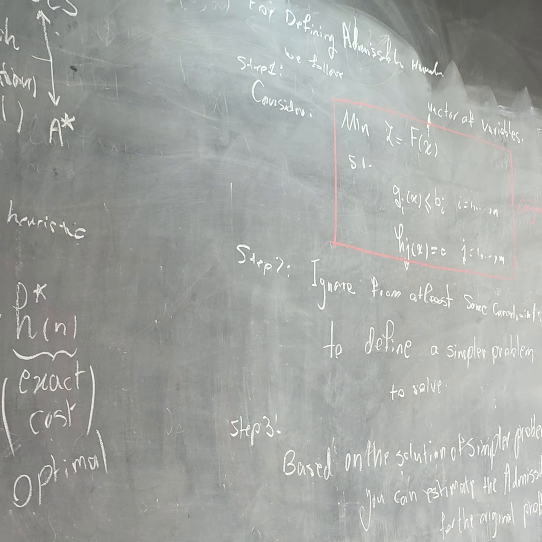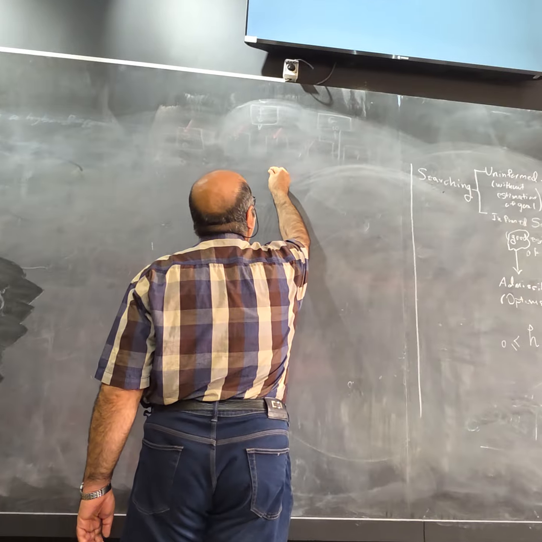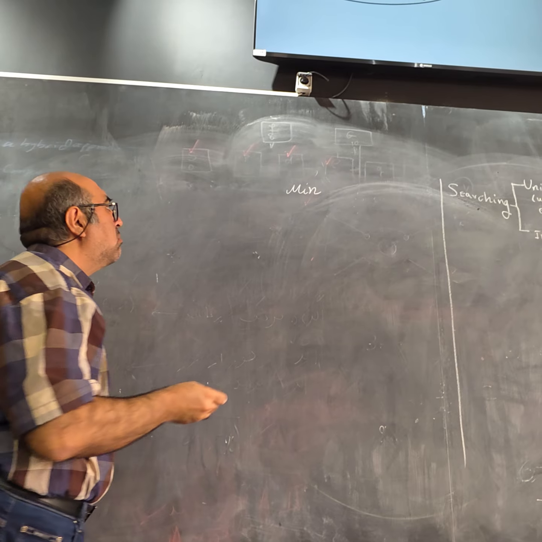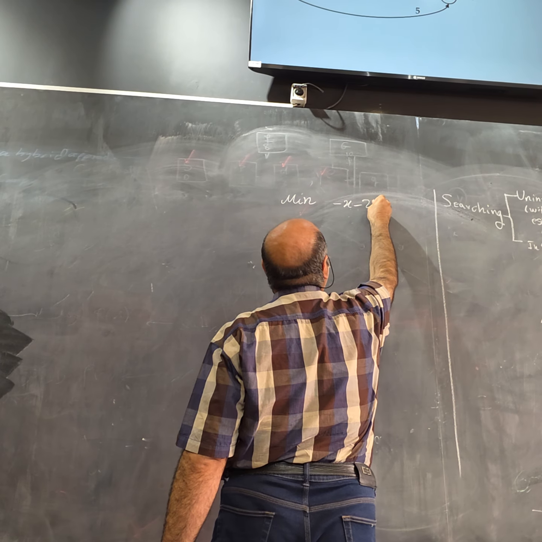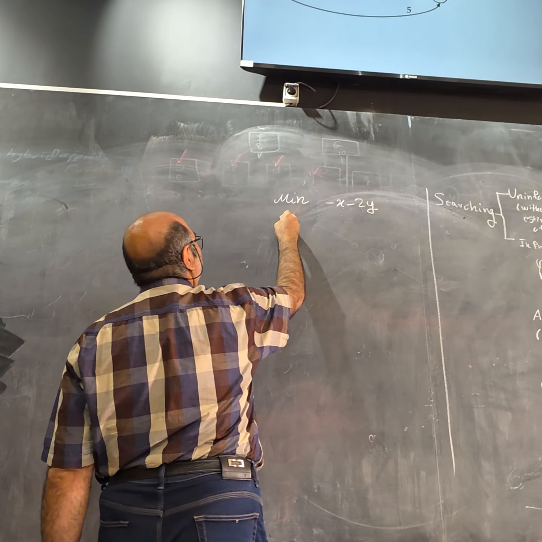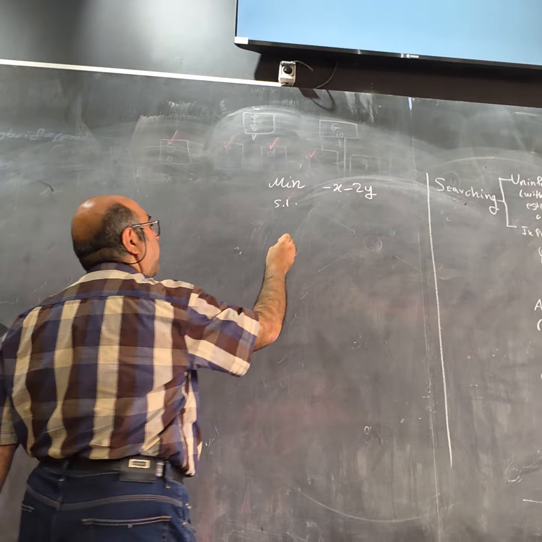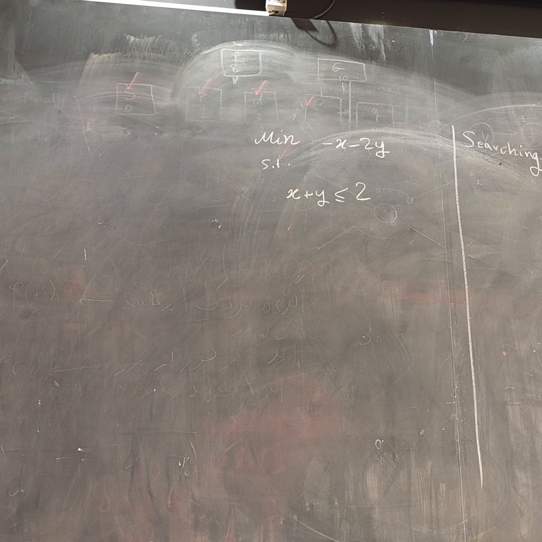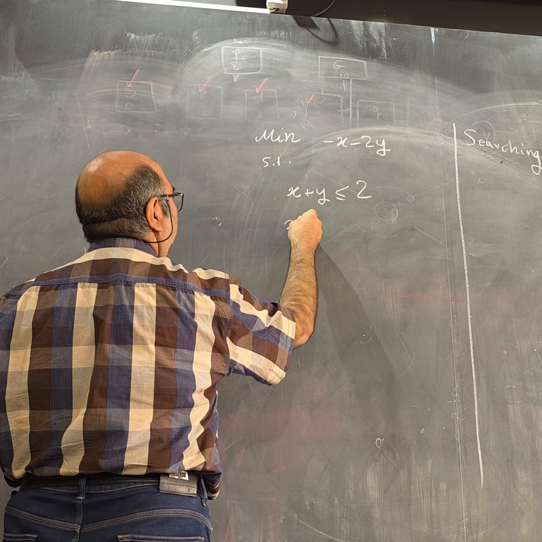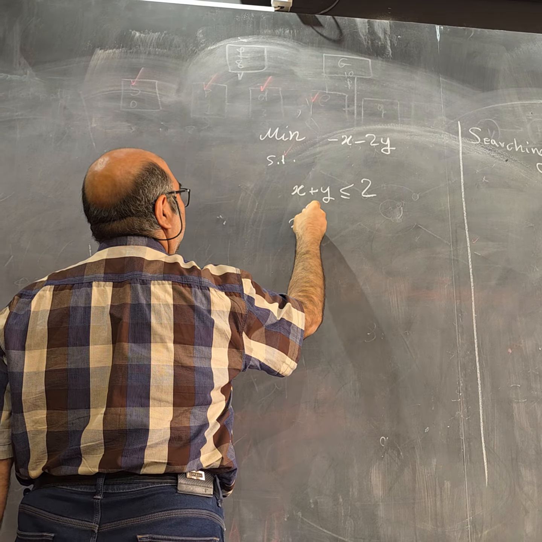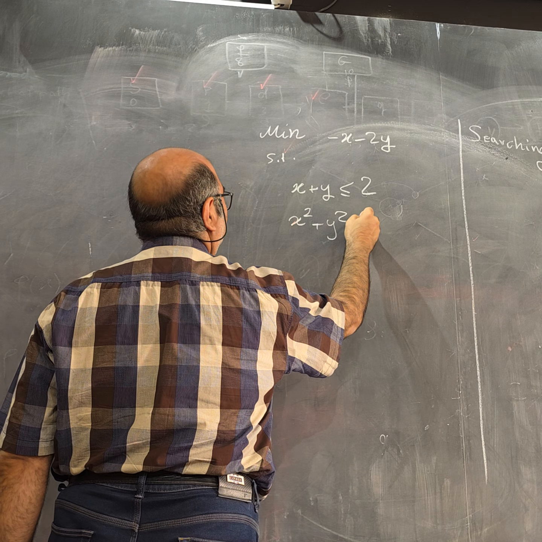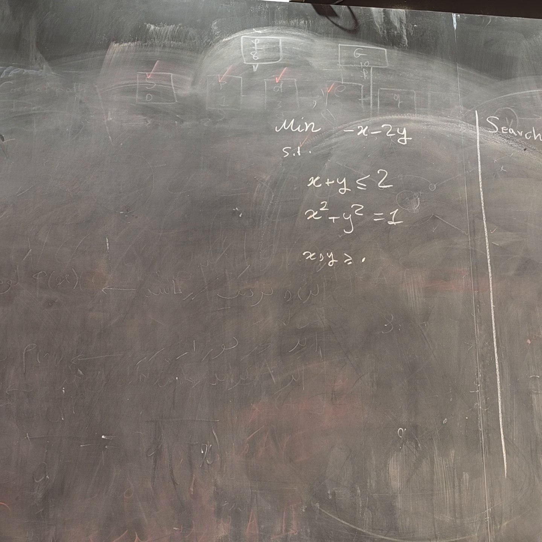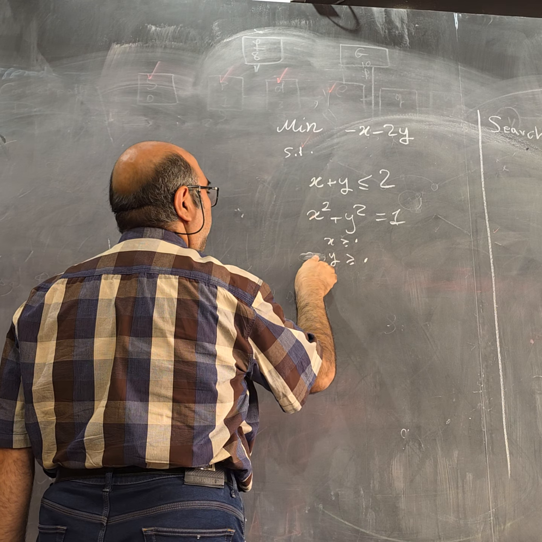Example. Consider a problem to minimize minus x minus 2y, subject to x plus y less than or equal to 2, x squared plus y squared equal to 1, x positive, y positive.